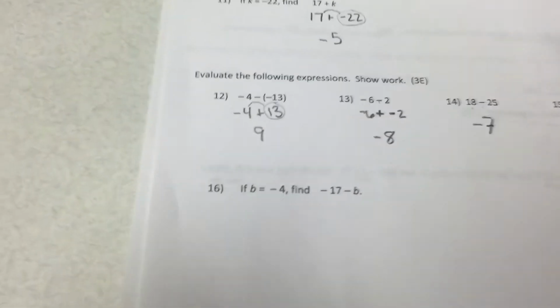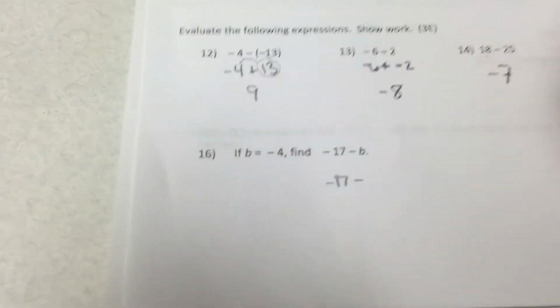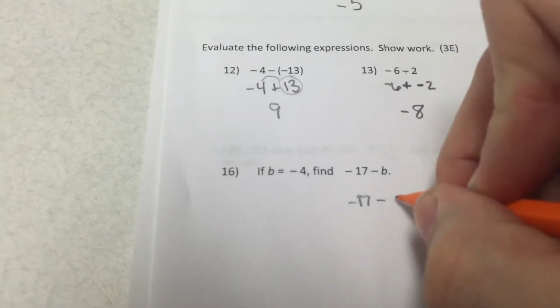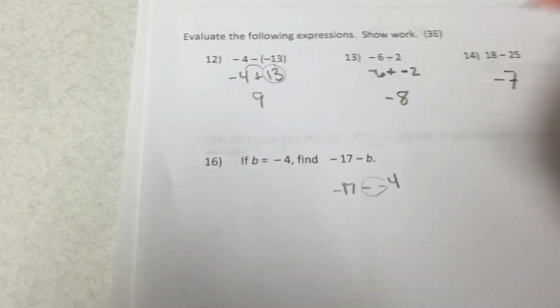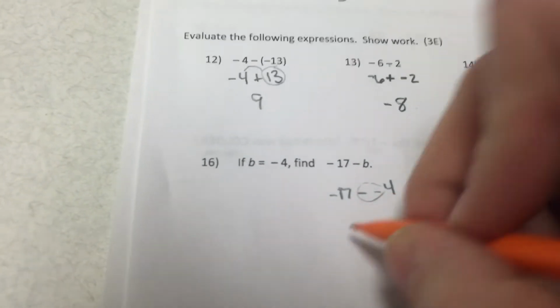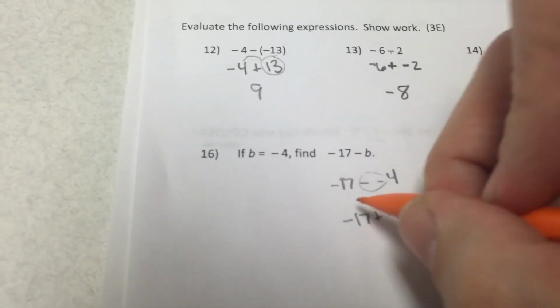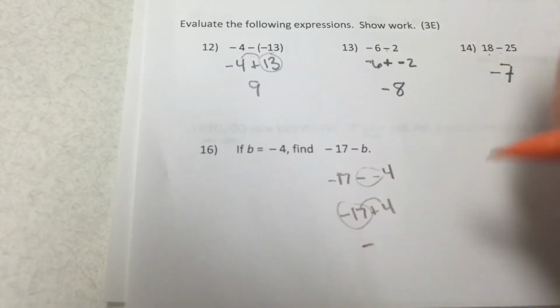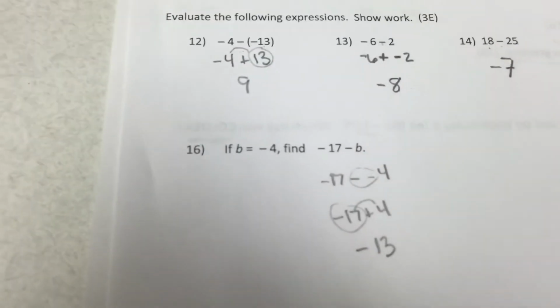And the last problem I have on this page, negative 17 minus, I'm going to substitute my value for b, which is negative 4. Again, I see this subtracting a negative, so negative 17 plus 4. I have more negatives, so my answer is negative. 17 minus 4 is going to be 13.